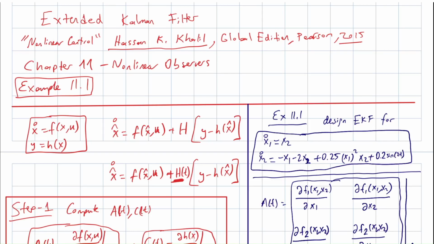Okay, in chapter 11 we have nonlinear observers covered, right? And the first example was discussing the extended Kalman filter, and I thought that would be a really good tutorial video to talk about extended Kalman filters, right?